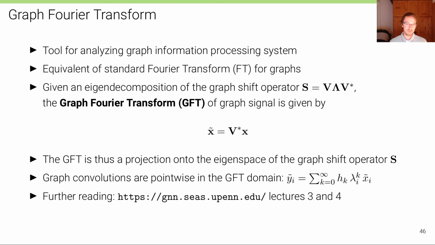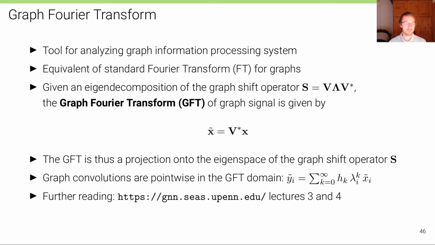And the nice thing about working in the Fourier domain, similar to the regular Fourier domain for the Euclidean domain, is that graph convolutions are pointwise in this Fourier domain. So this whole convolution operator becomes a pointwise operator. So we have a pointwise multiplication here.